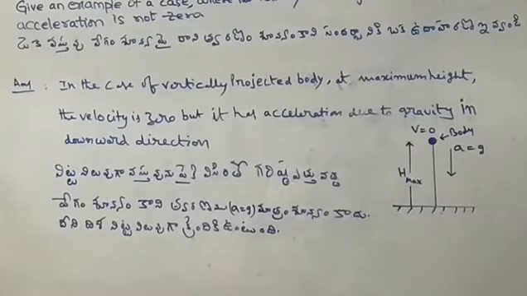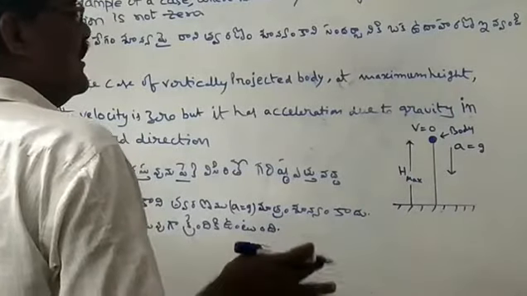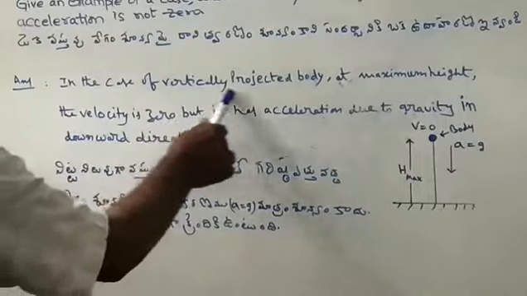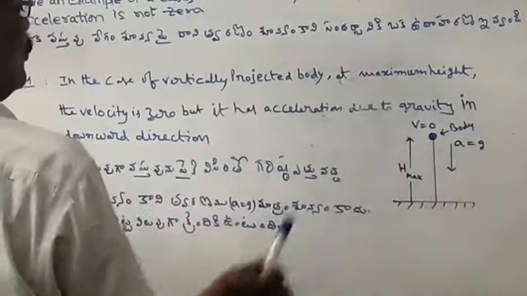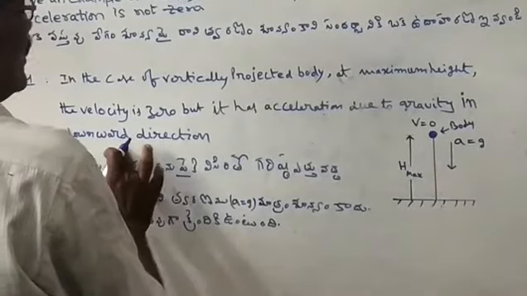At maximum height, velocity is equal to zero. Acceleration is not zero. Its direction is vertically downwards. In the case of a vertically projected body at maximum height, the velocity is zero. It has acceleration due to gravity in the downward direction.